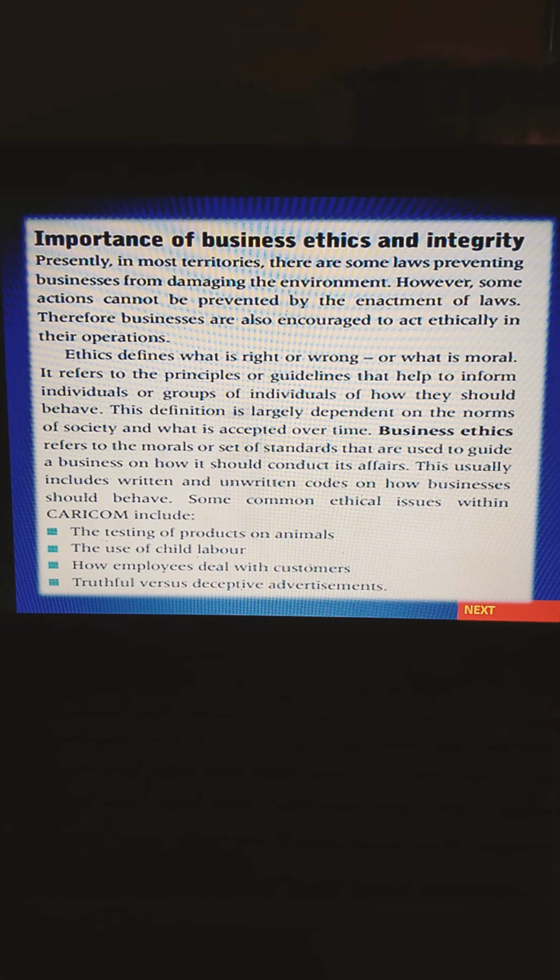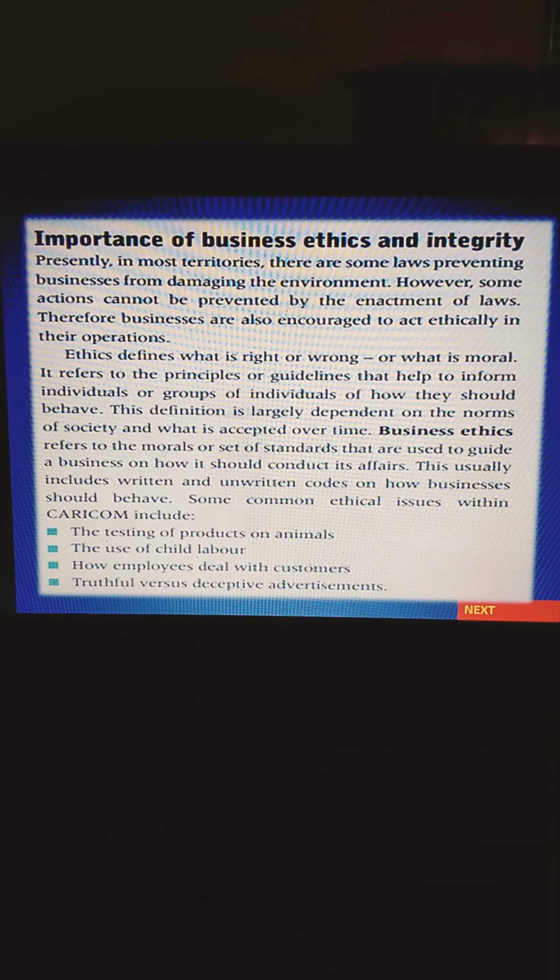It refers to the principles or the guidelines that help to inform individuals or groups of individuals of how they should behave and should not behave. Just like in the school classroom setting, when you enter the school, the dean of discipline will tell you what you can do and what you cannot do. All right? This definition is largely dependent on the norms of society. That's based on where you're coming from and the types of rules that they have.